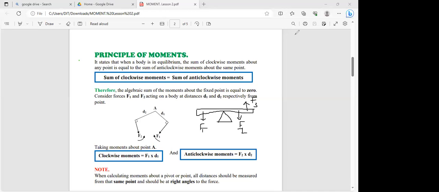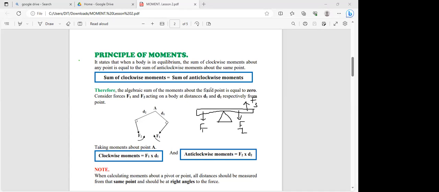Yes, Kenneth? Teacher, F1 will give us the anti-clockwise moments, whereas force 2 will give us the anti-clockwise moments. Okay. And in the chat, Hannah, can you read us what is in the chat? Teacher, they're basically saying that F2 is clockwise and F3 is anti-clockwise. Okay, thank you.